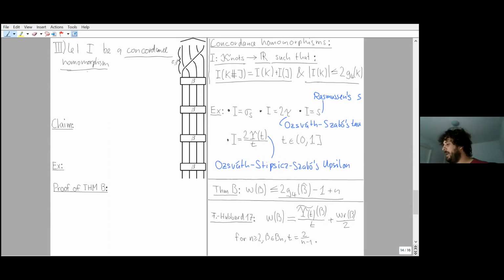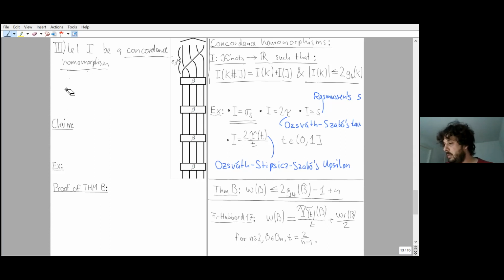And then, of course, we're all very excited about the signature being such an object. But maybe in more recent history, we're also very excited about the tau invariant. For purposes of normalization, I have to take twice tau, the S invariant, Rasmussen's S invariant, or more recently, the upsilon invariant by Ozsváth, Stipsicz, and Szabó. These are all concordance homomorphisms. And the little claim that holds true is that the homogenization is always well defined.